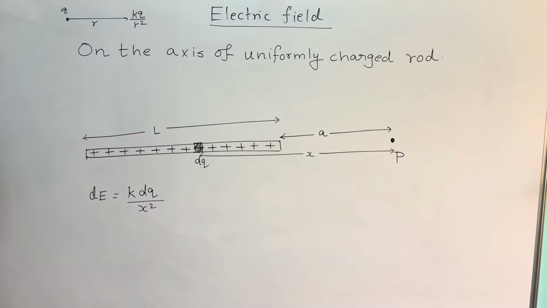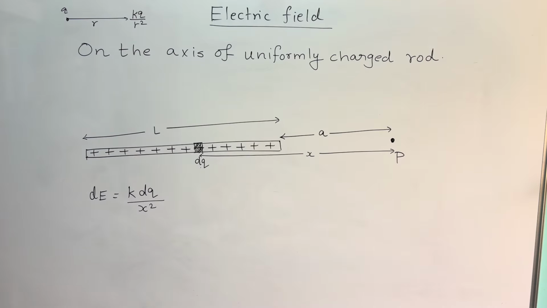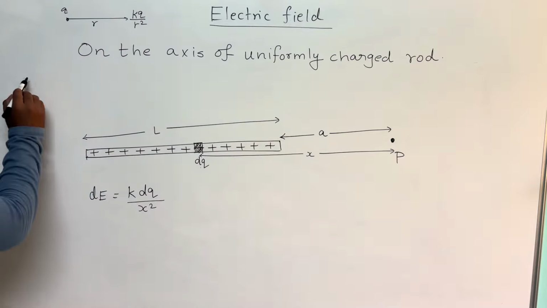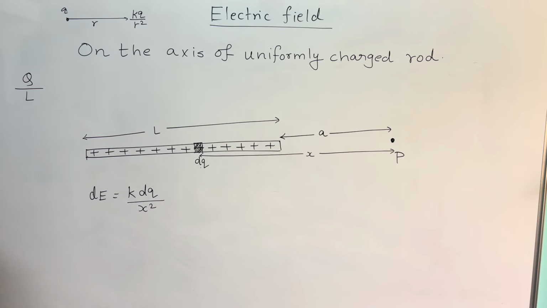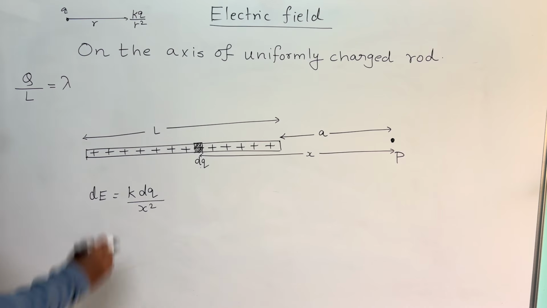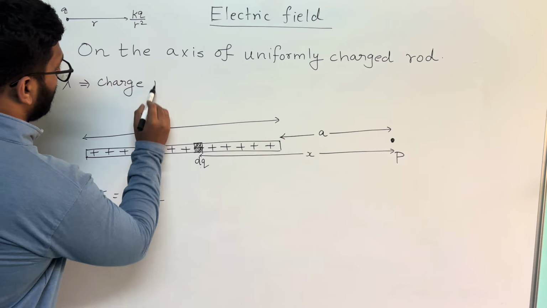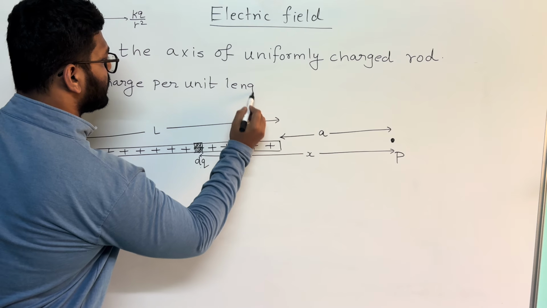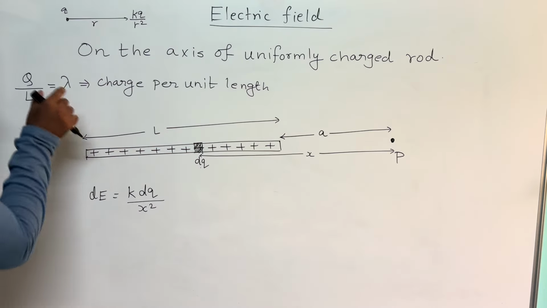Now one thing you should understand is that the charges are distributed uniformly. Let's say the total charge distributed on this rod is capital Q. Hence Q by capital L is the charge per unit length, and that is constant. We'll call this lambda, the charge per unit length. So charge per unit length is constant. What does it mean? It means that for a given length of this rod, there is a constant charge.